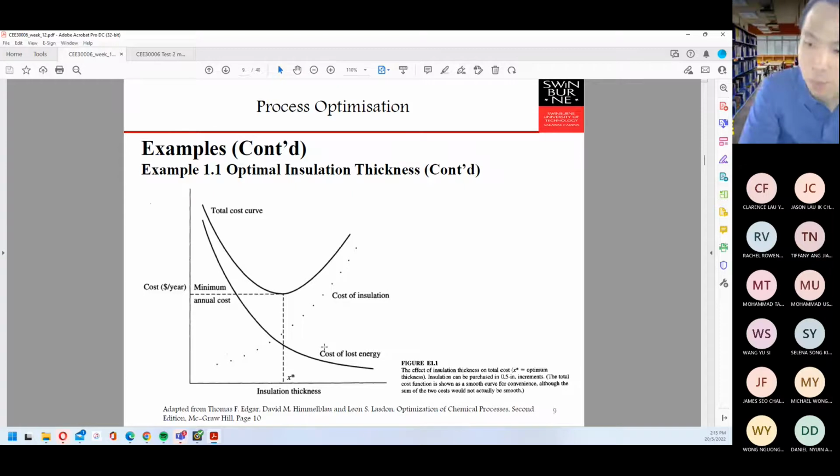Did everybody get it? So in here the increment is given in half-inch increments for the insulation. Okay. Did everybody get it up to this particular point? So this is quite important because later on when you go to industry, you will come across this kind of thing.